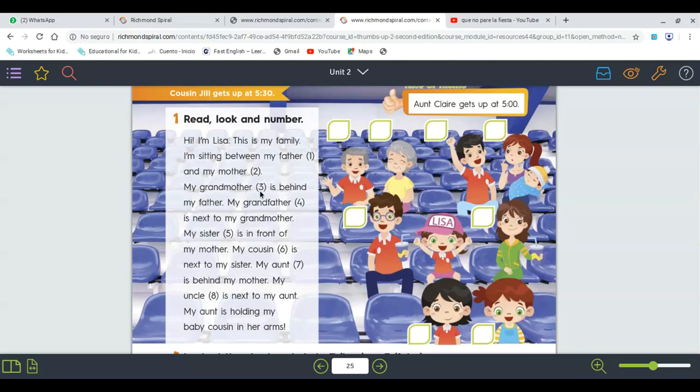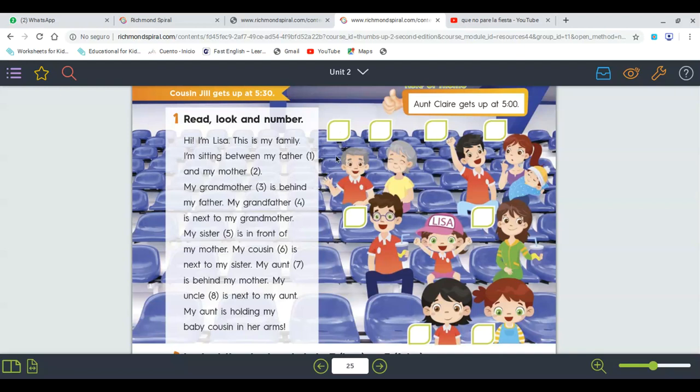My grandmother is behind my father. My grandma is behind, atrás de mi papá. Number three. My grandfather is next to my grandma. Mi abuelo está a la par, next to my grandma.